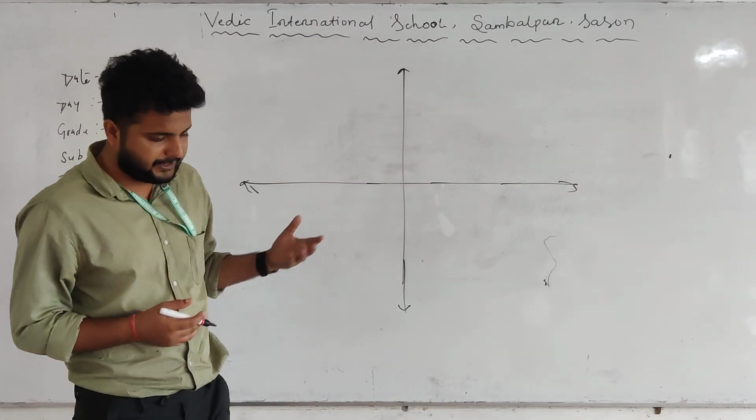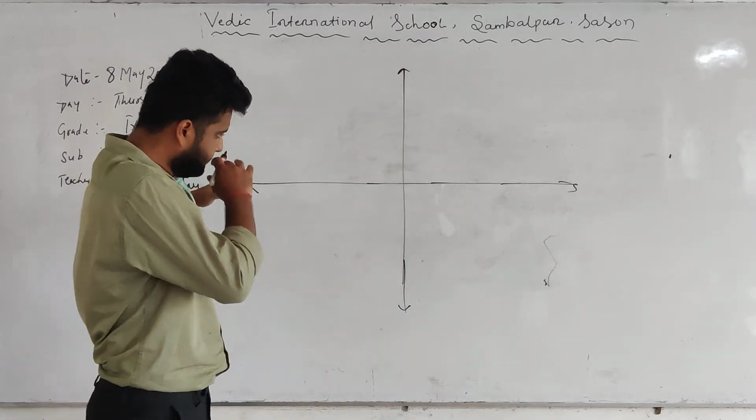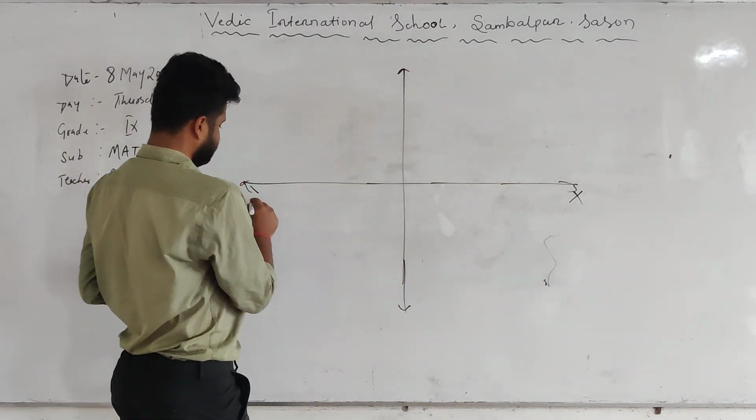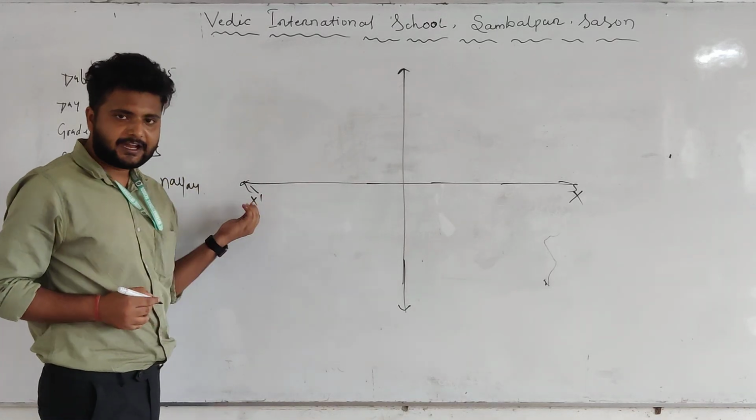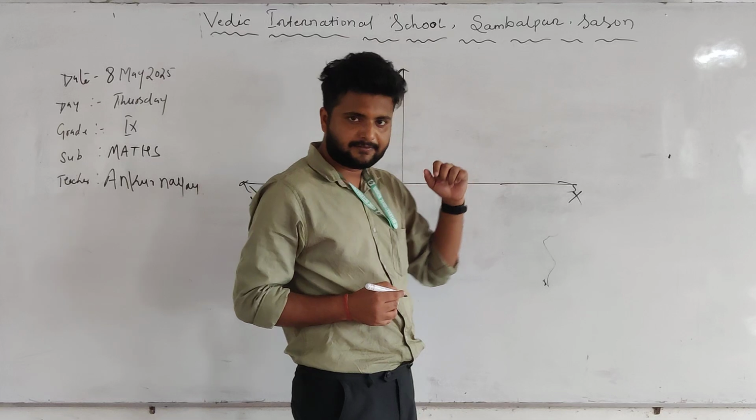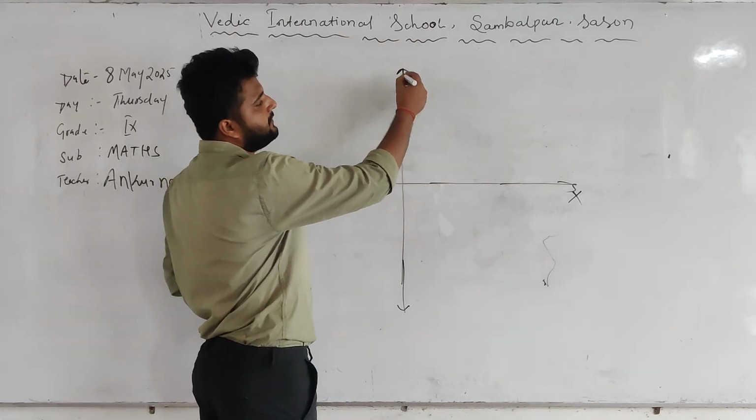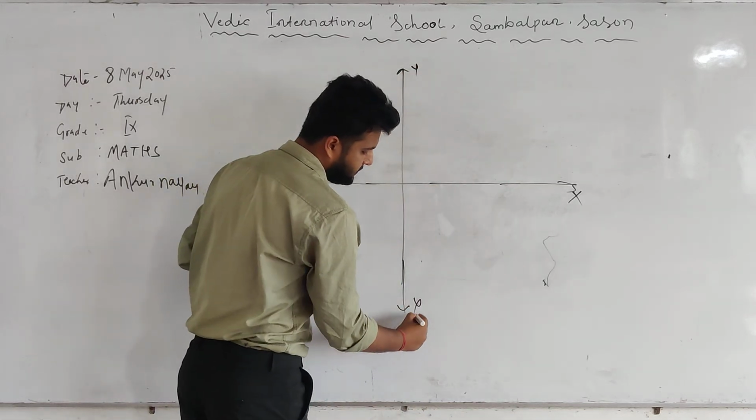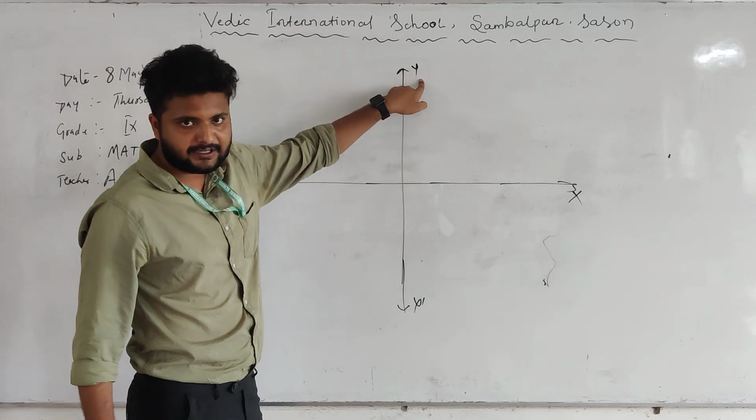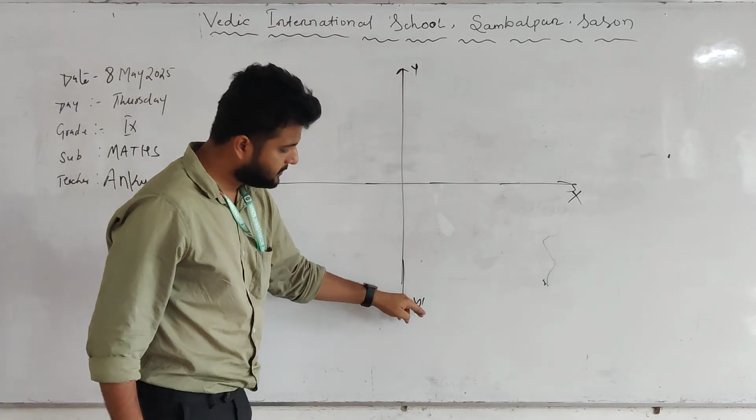Now just name these terms. This horizontal line is called the x-axis, and if we move to the left side, it is denoted by x dash, and if we go to the right side, it is called x. Again, this vertical line is known as y, and this is known as y dash. If we go upwards, it is considered y, and if we go downwards, it is considered y dash.